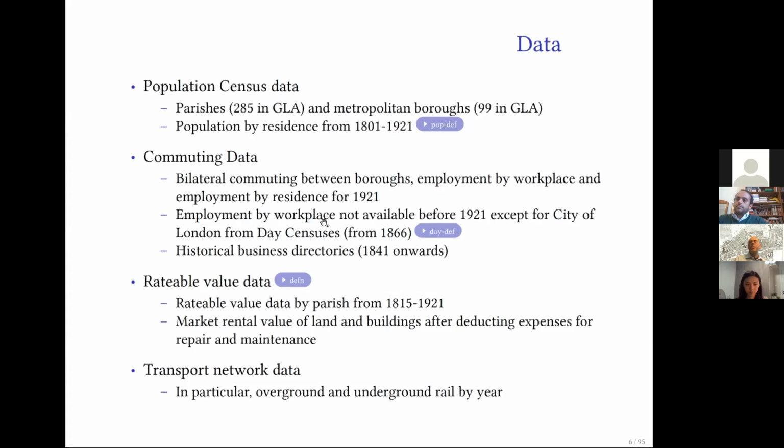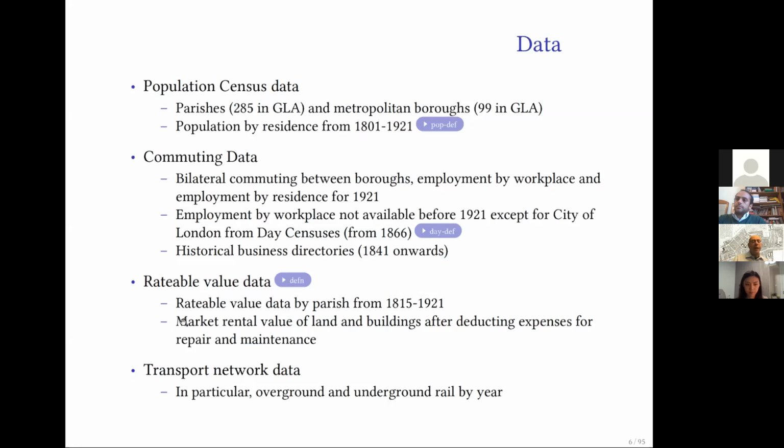And in particular, we're going to use some data on employment by workplace from what were referred to as the City of London day censuses, which were conducted from 1866 onwards. In contrast to the population census, which, as you all know, records population where people sleep on census night, so it's a census of the night population, the City of London actually conducted these censuses of the number of people present during the day. And so we can use those as a check on our model's predictions. And then we also have a little bit of historical commuting data that we'll again use as a check on the model's predictions.